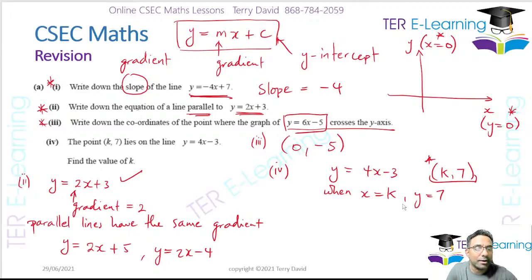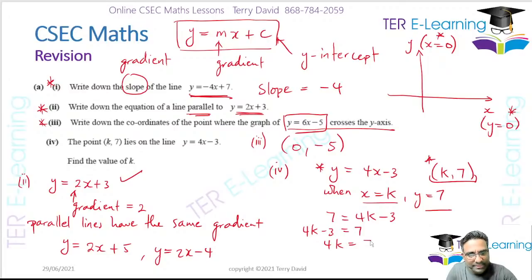Now if I plug x is equal to k into my equation of the line, I should get 7 as my answer. So I'm going to substitute this and this into the equation of the line that they gave us. So this is going to be 7 is equal to 4 multiplied by x, but x is k, minus 3. So I can write this as 4k minus 3 is equal to 7. So 4k is equal to 7 plus 3. So 4k is equal to 10.